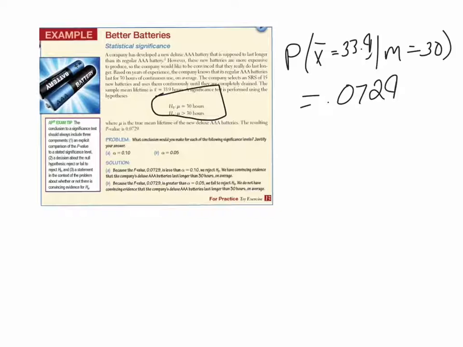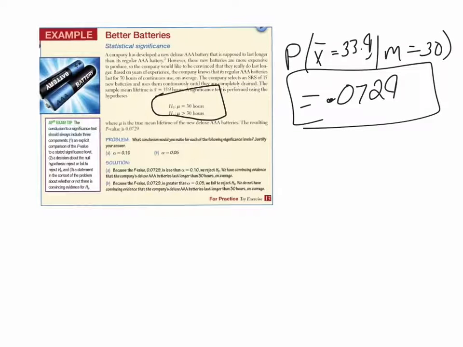Now, we're going to learn how to calculate this next class. In the next presentation, we're going to be using some calculator tools, some conditional probability tools. It's really quick. It's nice and easy. We'll get there next time. But all that magic happens, and they get a p-value of 0.0729. Now we're being asked to draw some conclusions around that.